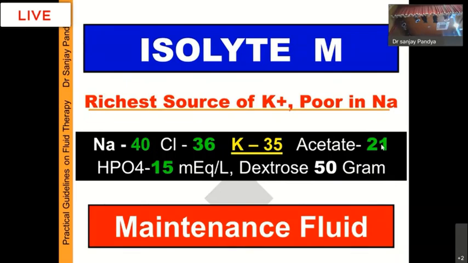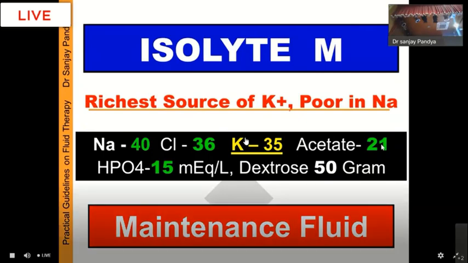Maintenance IV fluid, Isolyte M, richest source of potassium, but poor in sodium. Okay, how much sodium? 40 milliequivalent. How much potassium? 35 milliequivalent. Acetate gets converted into bicarbonate, also corrects metabolic acidosis, contains phosphate, contains dextrose, and therefore a reasonably good maintenance IV fluid for adults.